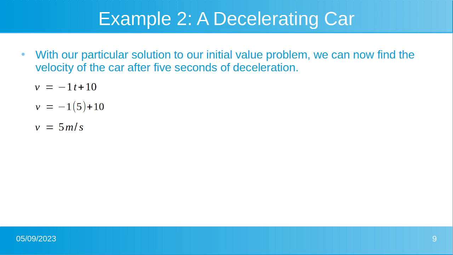With our particular solution to our initial value problem, we can now find the velocity of the car after 5 seconds of deceleration. Our particular solution is v equals minus 1t plus 10, where t is time. We substitute in 5 seconds for time, and we get v equals minus 1 multiplied by 5 plus 10. That evaluates to a velocity of 5 meters per second. So we've found our solution to our initial value problem, and we've used that solution to answer our question.